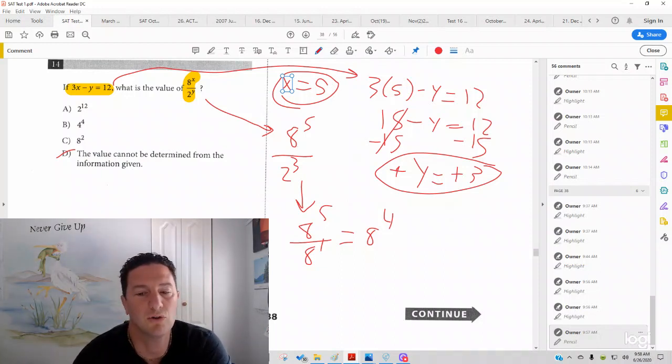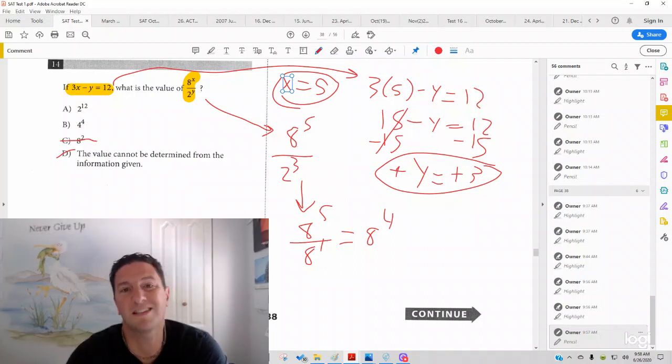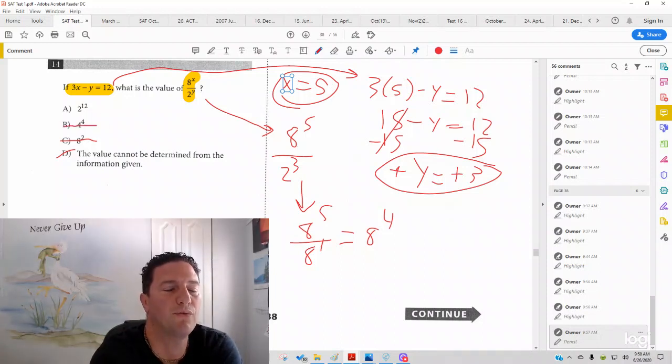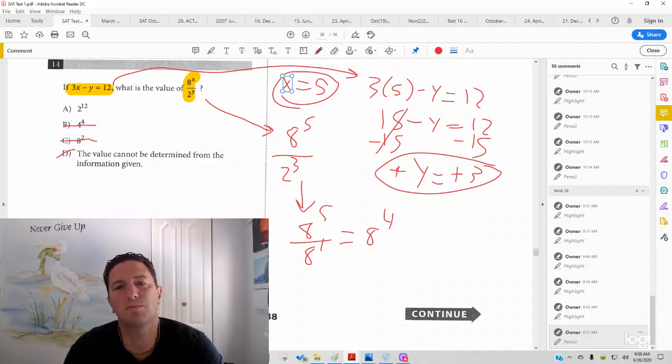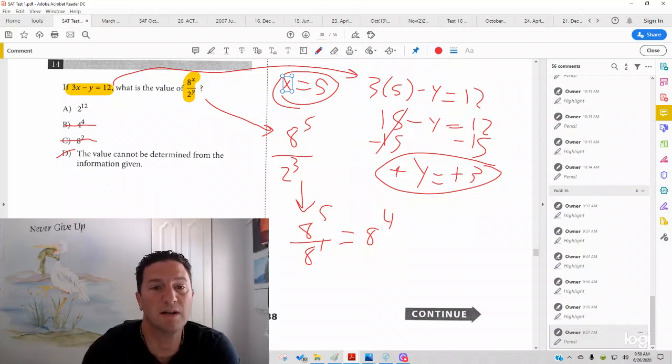When I look at my answer choices, 8 to the 4th definitely does not equal 8 squared. You have the same base number but different exponents. 8 to the 4th definitely doesn't equal 4 to the 4th. Now you have the same exponent but different base numbers, so they're definitely different values. So the correct answer must be 2 to the 12th.